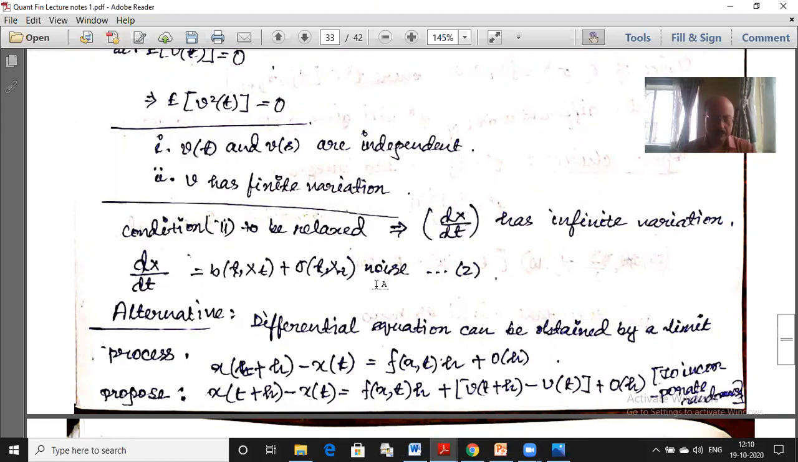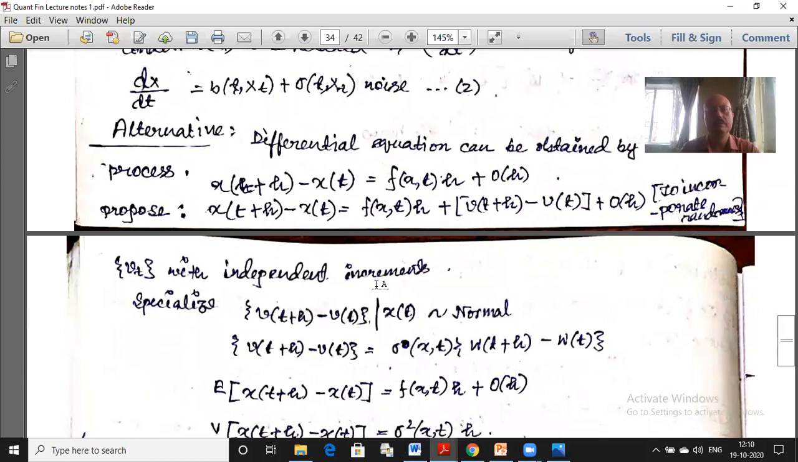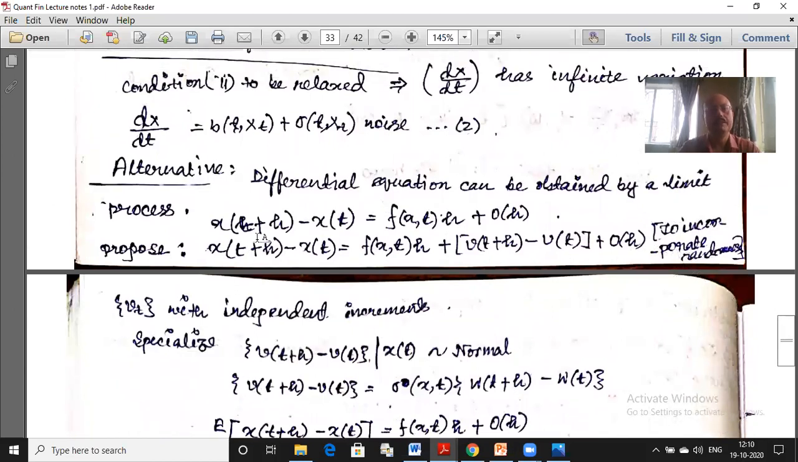To do that, we go back to first principles. So what is the first principle that we go back to? A differential equation is nothing but a limiting process of a difference equation. So let us write the corresponding difference equation here. We write the difference x(t+h) minus x(t) equal to f(x,t)h plus order of h. So it is like our first order Taylor series.